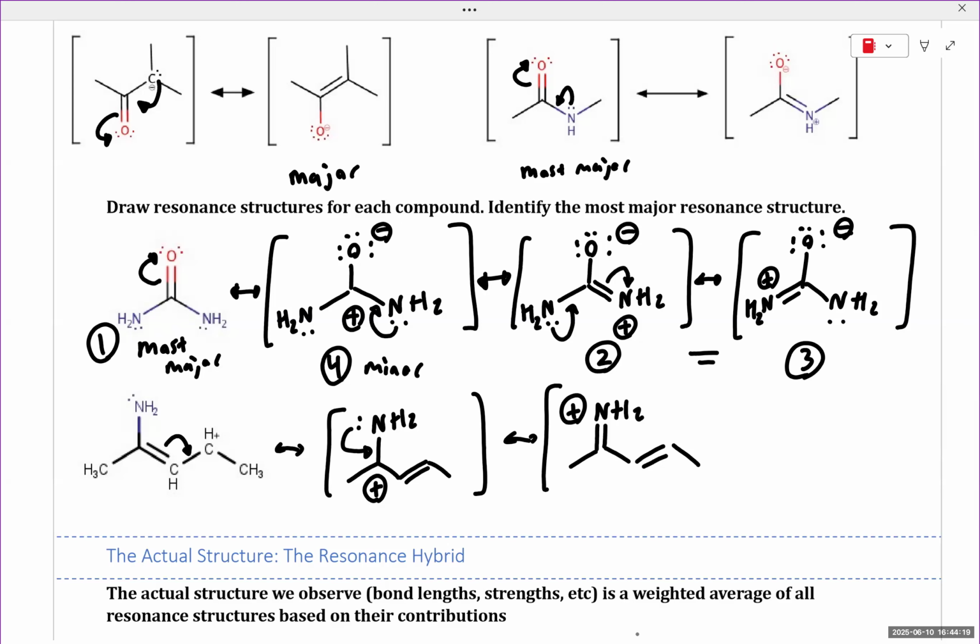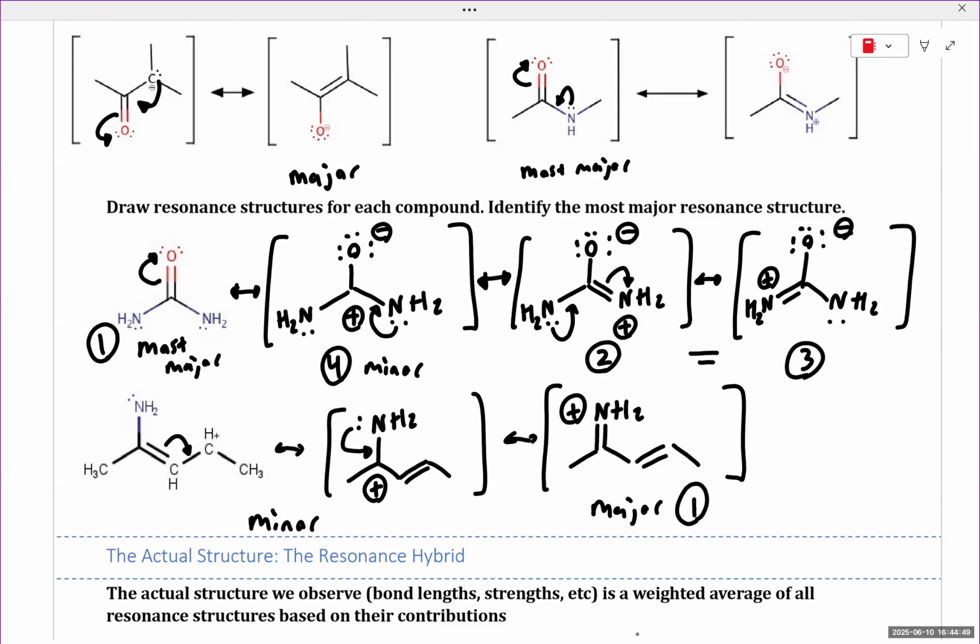Now, in this case, only one of these structures fulfills the octet rule, so the structure on the far right will be major. These other two structures would be minor, and they're pretty close to one another. There's not really a huge distinguishing factor between these first two structures. Both of them do not fulfill the octet rule, and as such, that's why they're minor contributors.